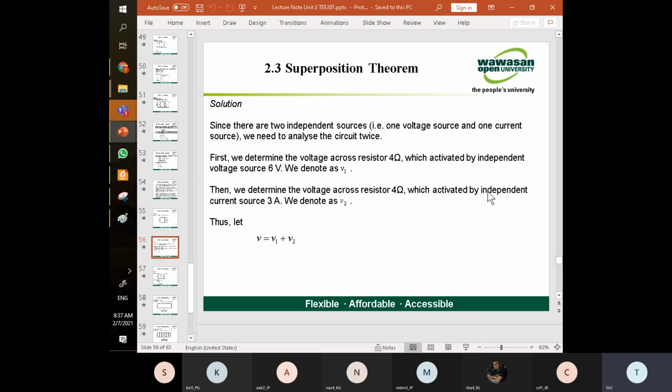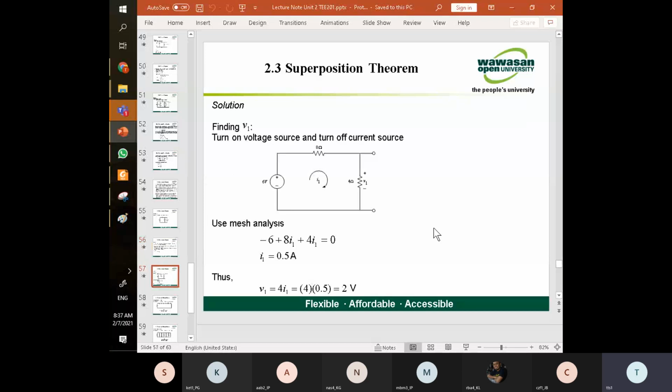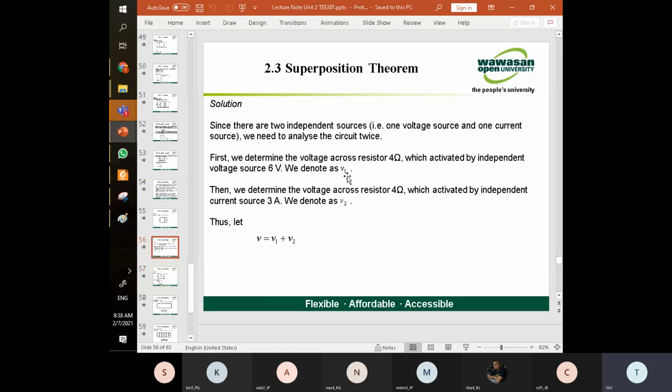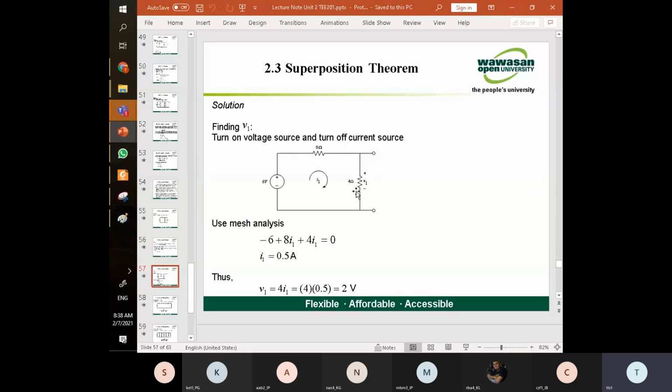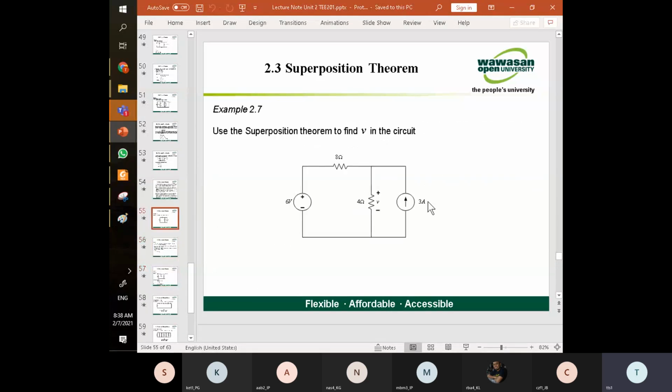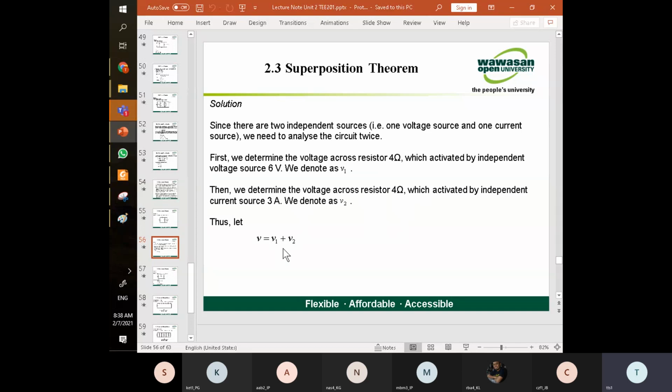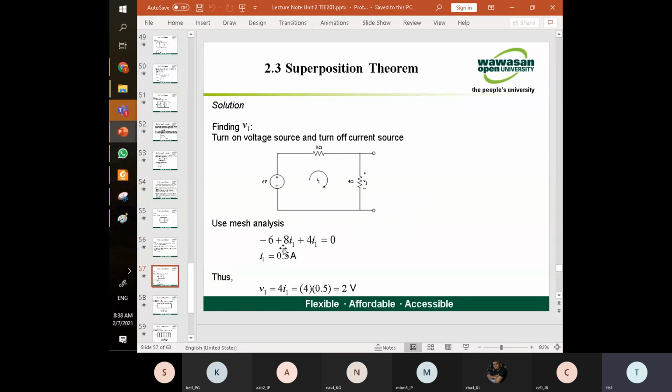We only activate one independent source at a time. For this example, we deactivate this current source, find the loop, and find V1. The next step, which is not shown here, is to deactivate the voltage source. We only have the current source, and we try to find V2, and at the end V1 plus V2 is our V, our answer. So this slide doesn't show the full solution. This is only part of the solution.